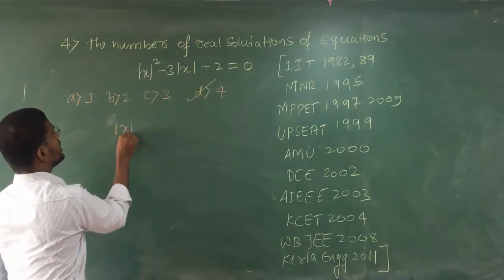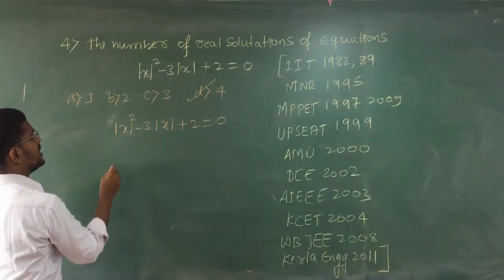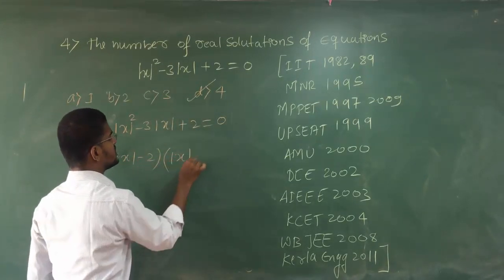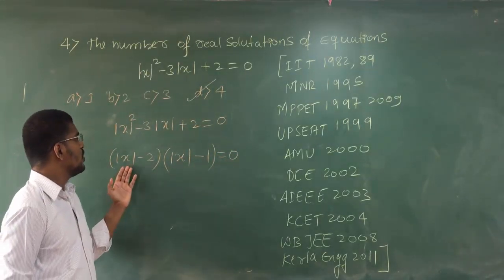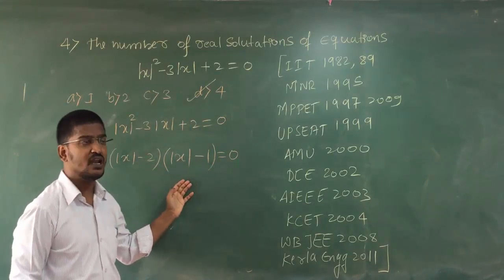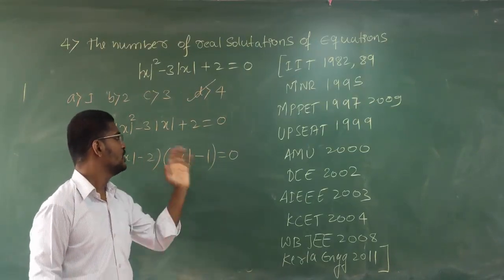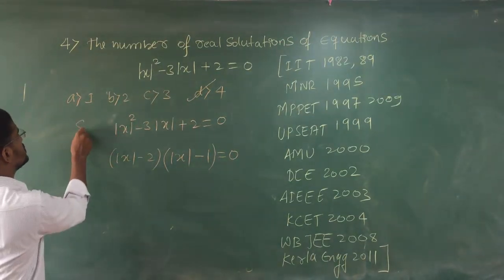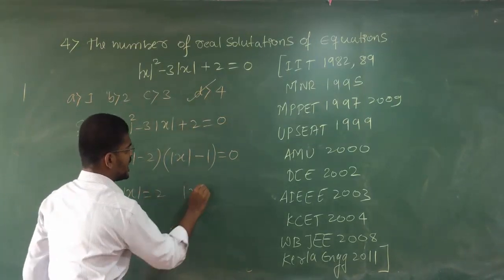What you have is |x|^2 - 3|x| + 2 = 0. So how can you write this? (|x| - 2)(|x| - 1) = 0. Like this you can write. If you simplify this, you get |x|^2 - 3|x| + 2 = 0. Clear? |x| into |x|, then -3|x|, and -2 into -1 will be +2, so no problem. If you factorize this, directly you are going to have these terms. So now |x| = 2 and |x| = 1.